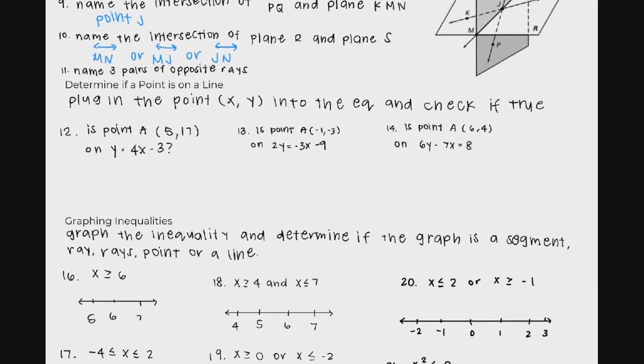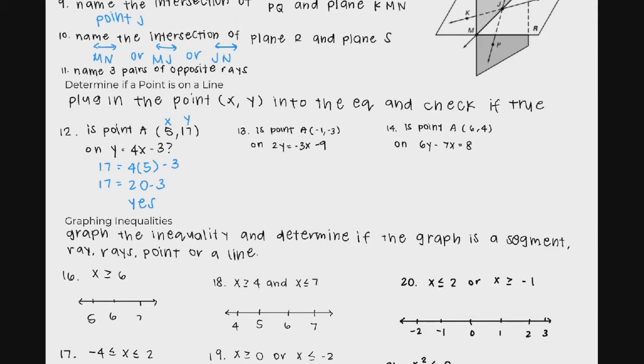Okay, next we have determine if a point is on a line. In order to do that, you're going to plug in the point x, y into the equation to check if it's true. So for our first example, we have is point A (5, 17) on y equals 4x minus 3. So we're going to plug in 5 for x and 17 for y. So we get 17 equals 4 times 5 minus 3. So 17 equals 20 minus 3, and that's a true statement, so the answer would be yes.